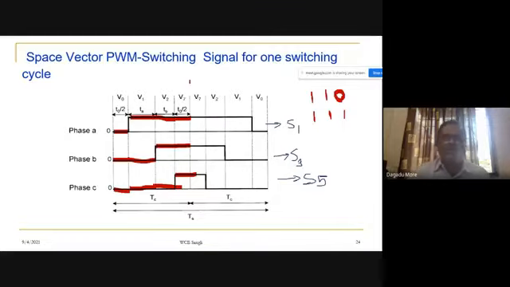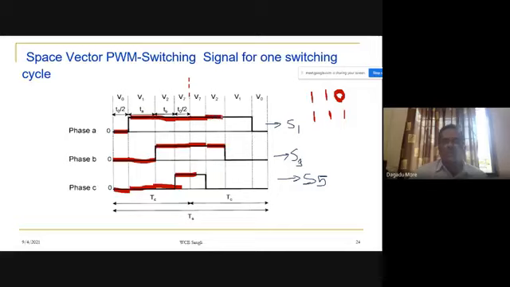This is a symmetry point, you can call it. From here we are having a symmetry. So then we apply V7, which is what we have done just now. Then we apply V2. V2 means these two are on and the third is off. So we apply V2.